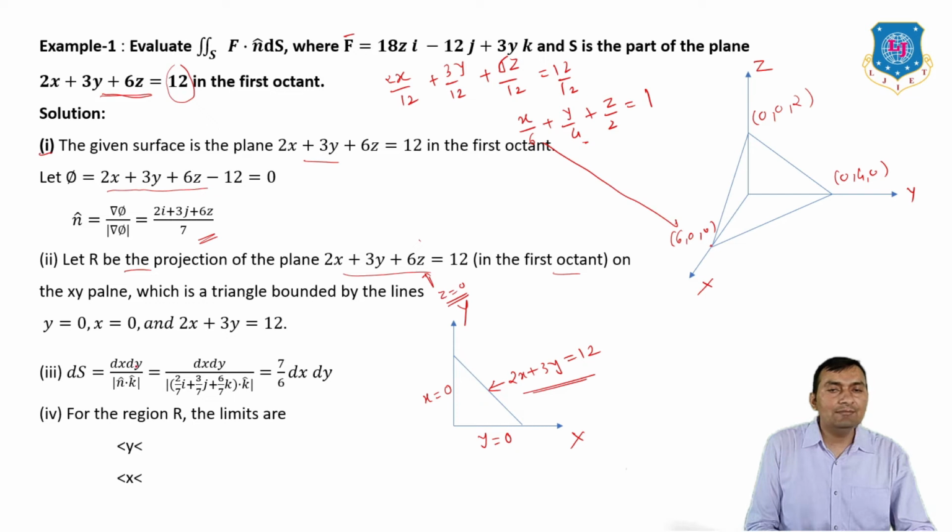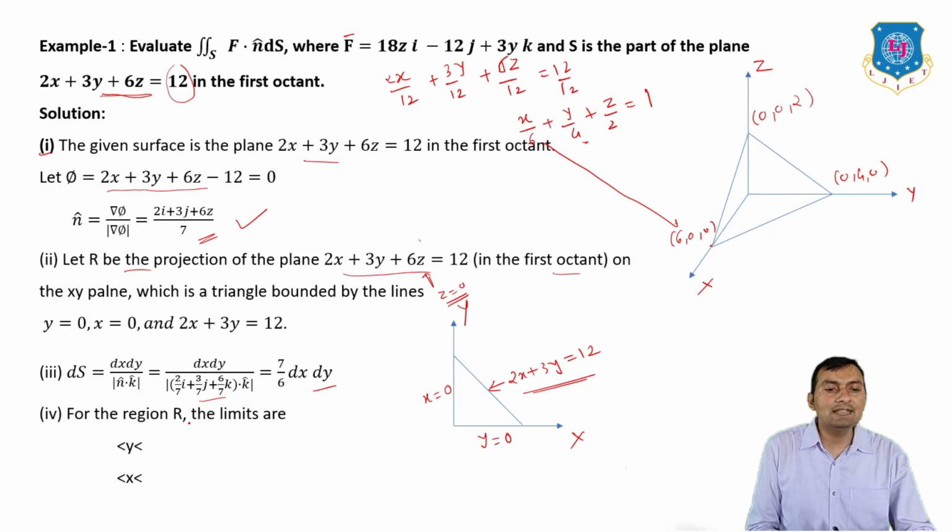So ds can be written as dx dy divided by mod of n cap dot k cap, where n cap is the unit normal vector to the given surface that we have obtained here. Let us replace it over here. And k cap is what? Since we are taking the projection on the xy plane, perpendicular to that we have k cap. Now just take the dot product. So you will get only 6 by 7 in the denominator. At the end, the denominator of the denominator becomes the numerator, so we will have 7 by 6 dx dy. So this is our ds.